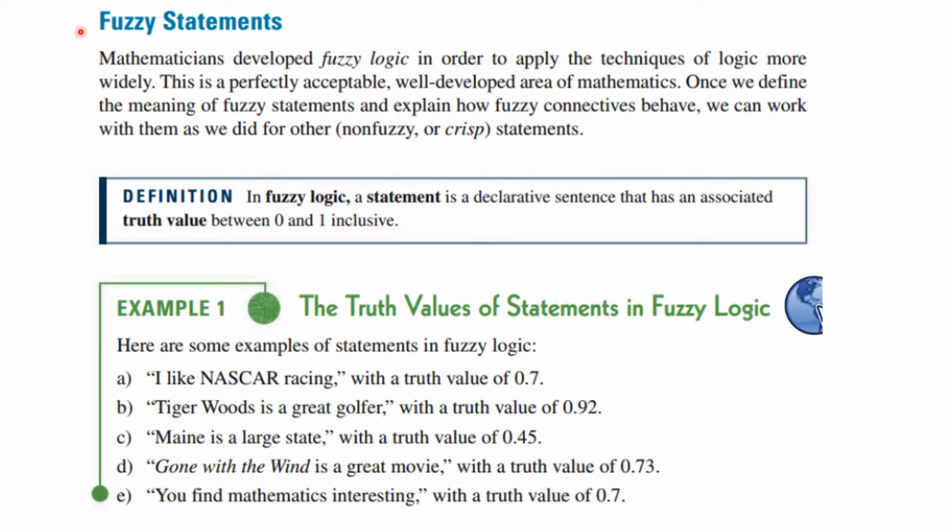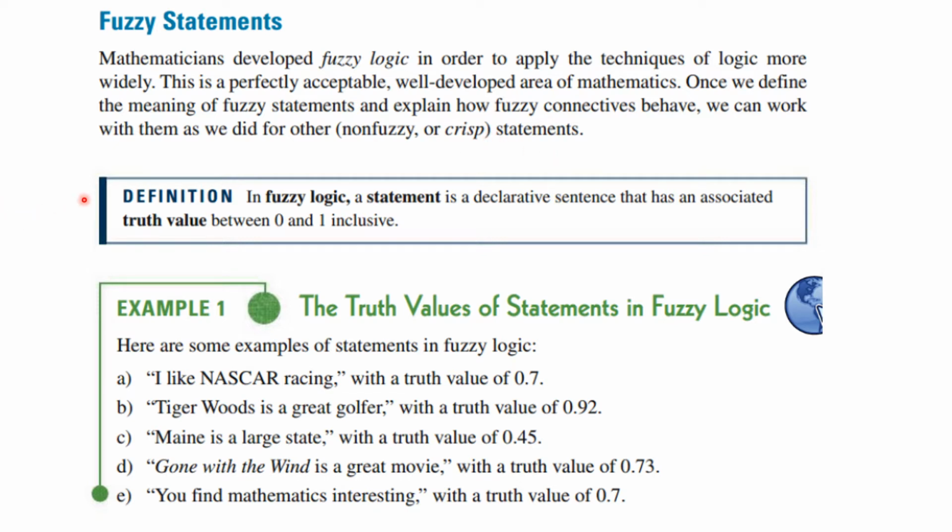Let's first talk about fuzzy statements. Mathematicians developed fuzzy logic in order to apply the techniques of logic more widely. This is a perfectly acceptable and well-developed area of mathematics. Once we define the meaning of fuzzy statements and explain how fuzzy connectives behave, like conjunction, disjunction, implication, if-then, and so on and so forth, we can work with them as we did for other non-fuzzy or crisp statements.